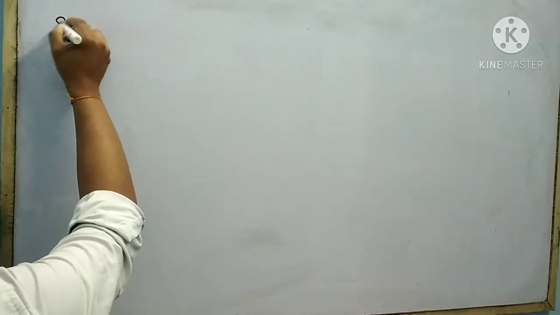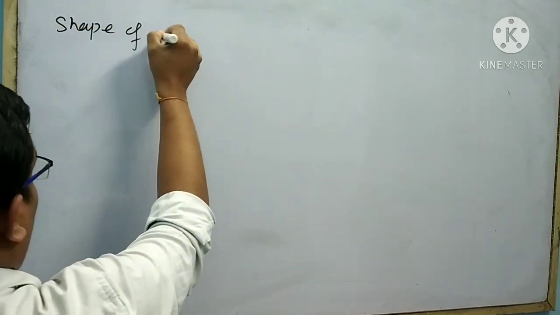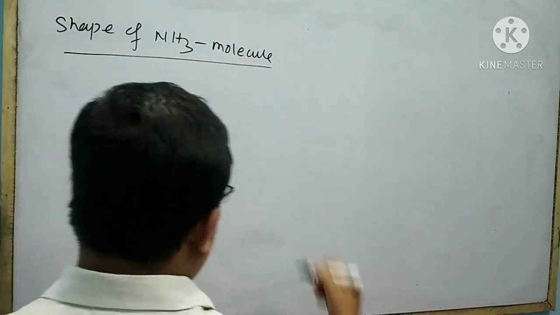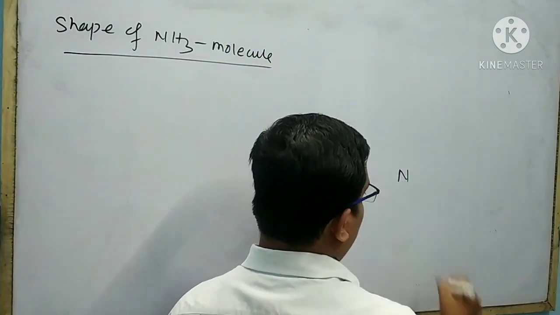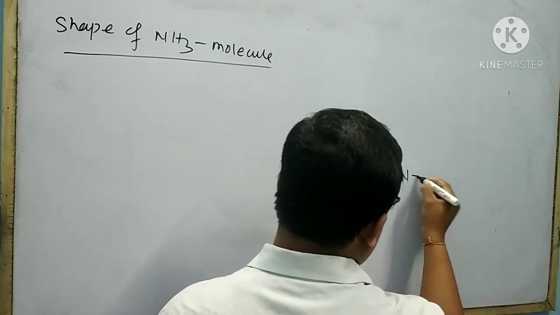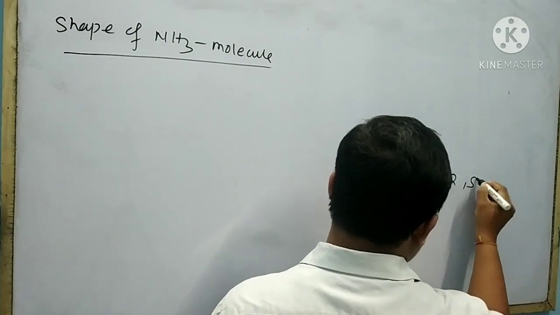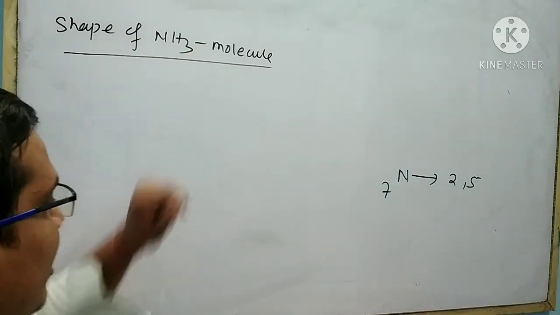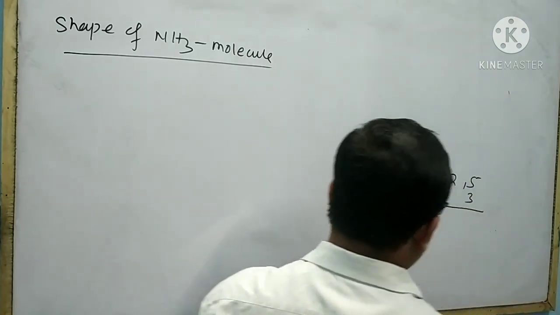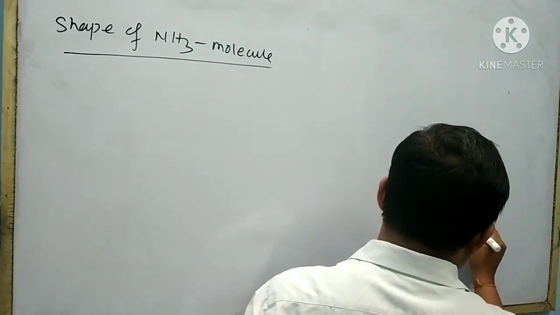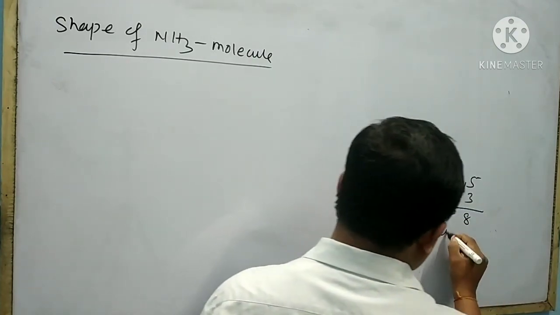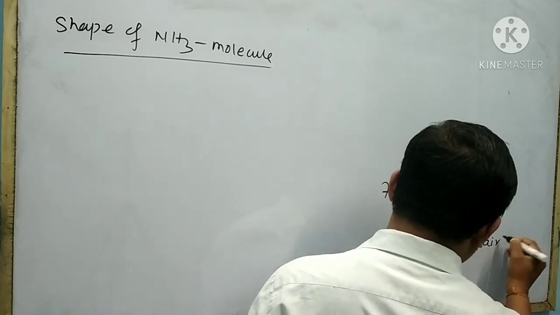Now I want to explain about the shape of NH3 molecule. In NH3 molecule, nitrogen is the central atom, which has atomic number 7. The electronic configuration is 2, 5. There are 3 hydrogen atoms present, so we add 3 electrons to the 5. Now there are 8 electrons present. 8 electrons means 4 electron pairs.